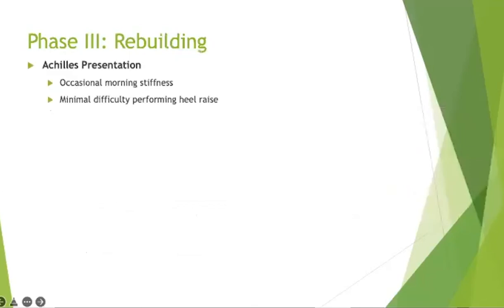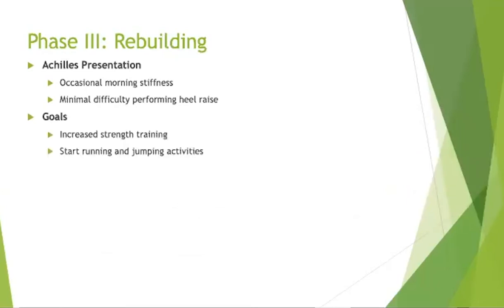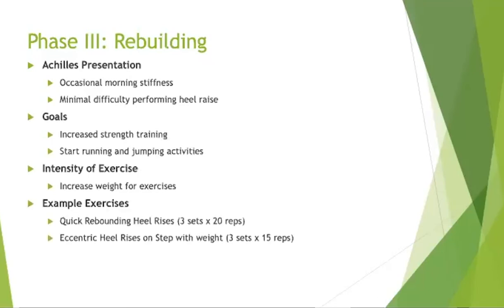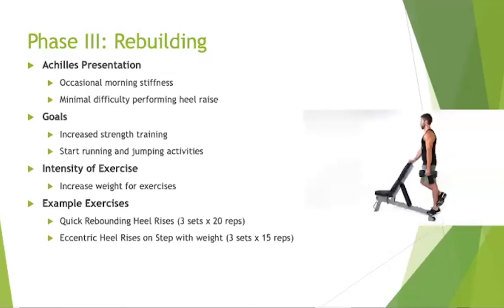Rebuilding. The Achilles presentation, you're going to have occasional morning stiffness and minimal difficulty performing something as simple as a heel raise. Your goals are going to be increased strength training, and you're going to start to run and jump. So the intensity of the exercise is going to continue to go up. You're going to increase weight, but you're also going to increase speed, but not at the same time. So you would do one first and then the other. An example would be quick rebounding heel rises, and then eccentric heel rises on a step, meaning you would go up quickly and then slowly down with weight as pictured here.